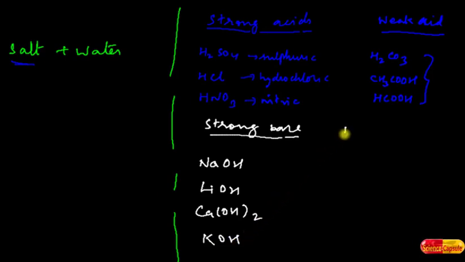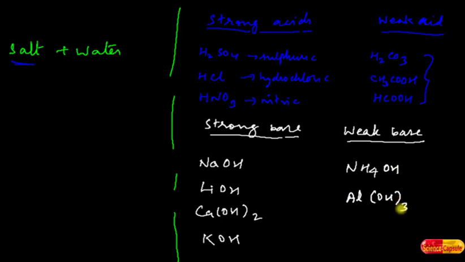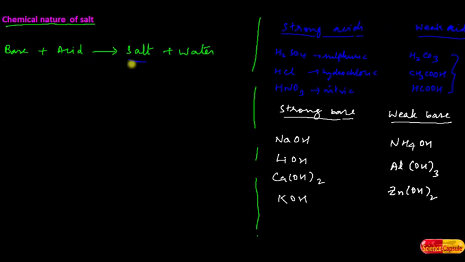We should also know about weak bases. Ammonia is basically a weak base. Here ammonium hydroxide, NH4OH, is a weak base. Then aluminum hydroxide, which is an active ingredient in antacids, is a weak base. Then zinc hydroxide. All these are weak bases. So having the idea of strong acids, weak acids, strong bases and weak bases, we can easily identify whether the salt obtained by an acid-base reaction would be an acidic salt, basic salt or neutral salt.